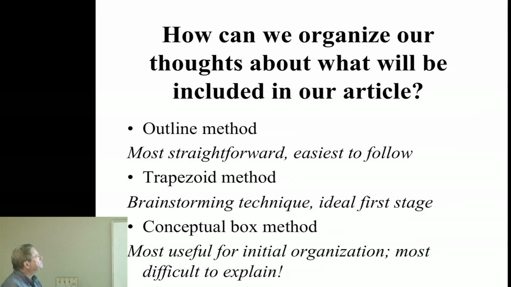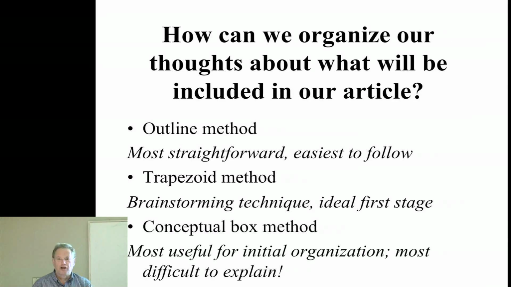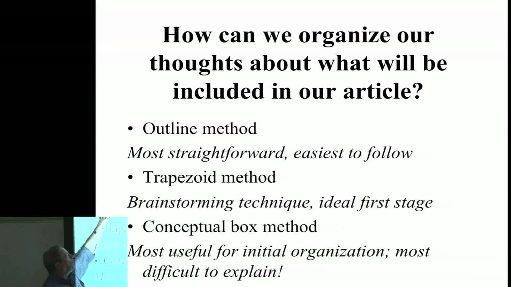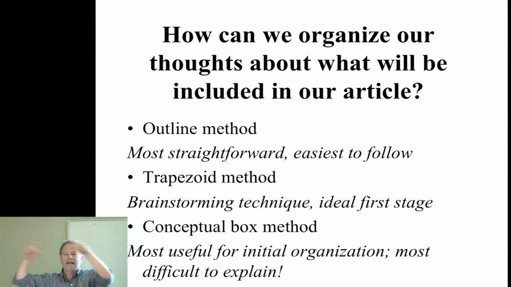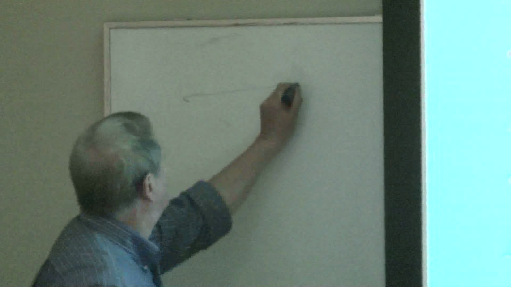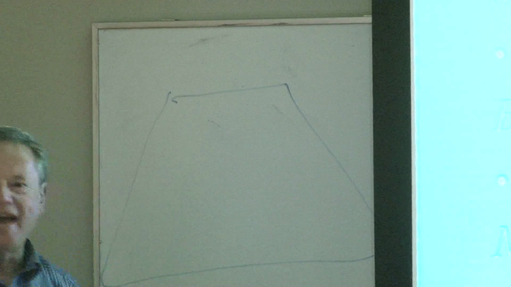Now, let's talk about organization of our information that we have collected. There's 3 different methods that people use. We will talk about the first 2, what are called the outline method and the trapezoid method. Trapezoid is a 4-sided figure like that with 3 equal and 1 unequal side. This is a trapezoid, okay?